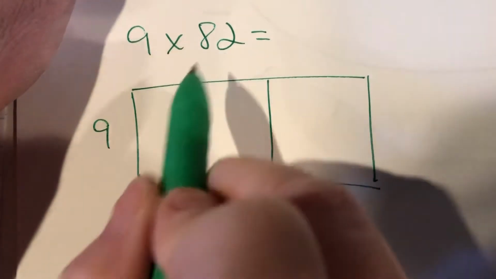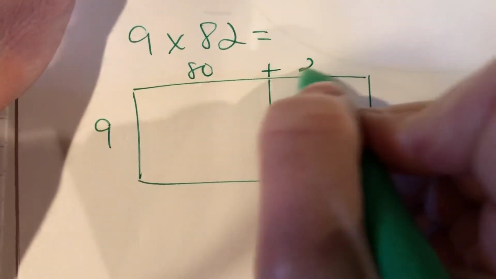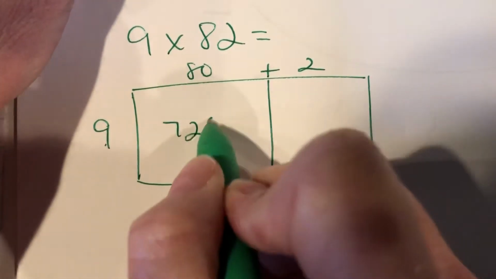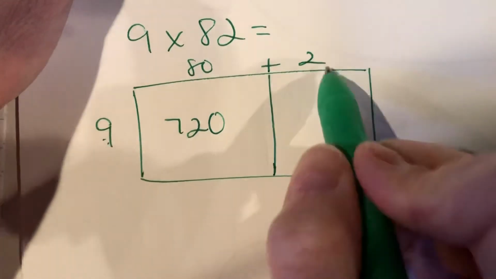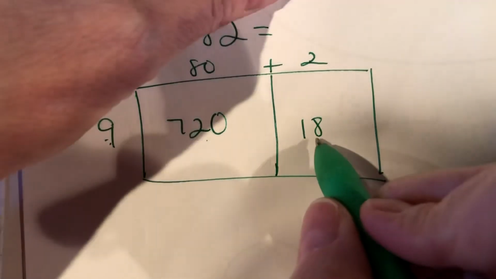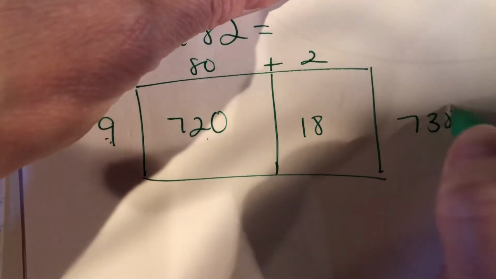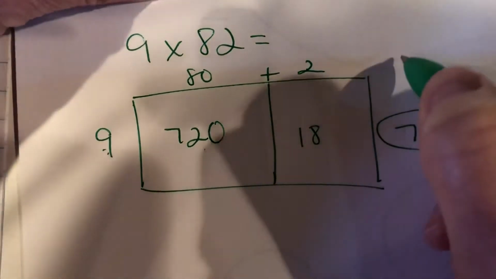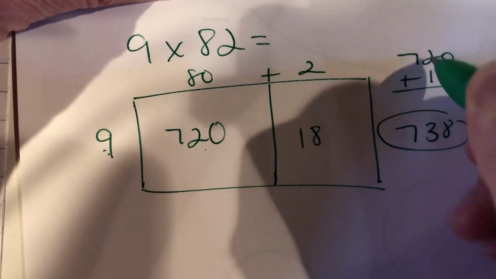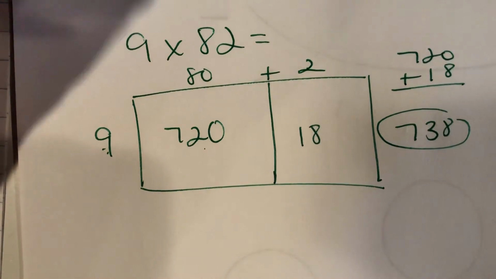9 on this side, I'm going to break up 82 into 80 plus 2. And 9 times 8 is 72, times 10 would be 720. 9 times 2 is 18. And if you add 720 plus 18, you will get 738. And if you don't believe me, yes, you can go ahead and line it up. 0 plus 8 is 8, 2 plus 1 is 3, 7 plus nothing is 7. All right, erase. We're so close.